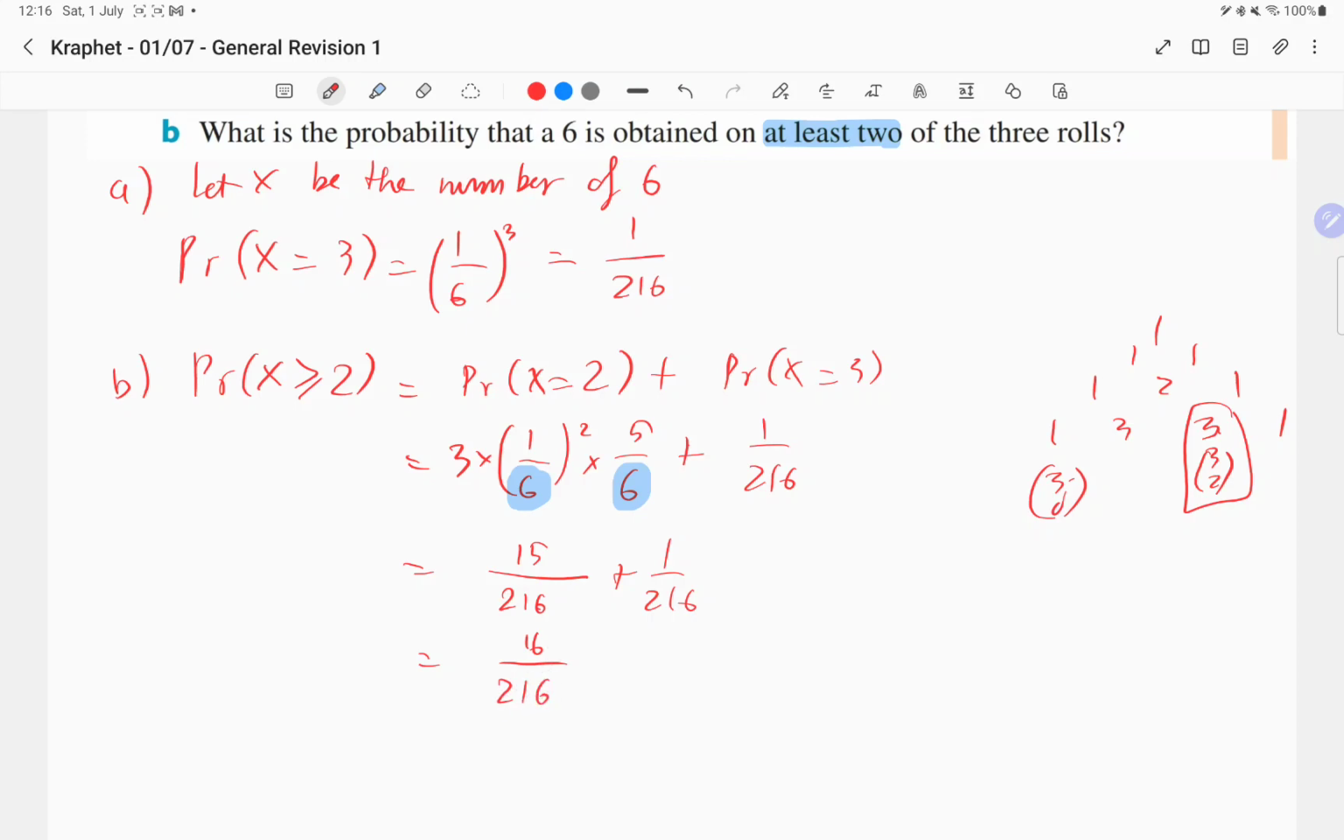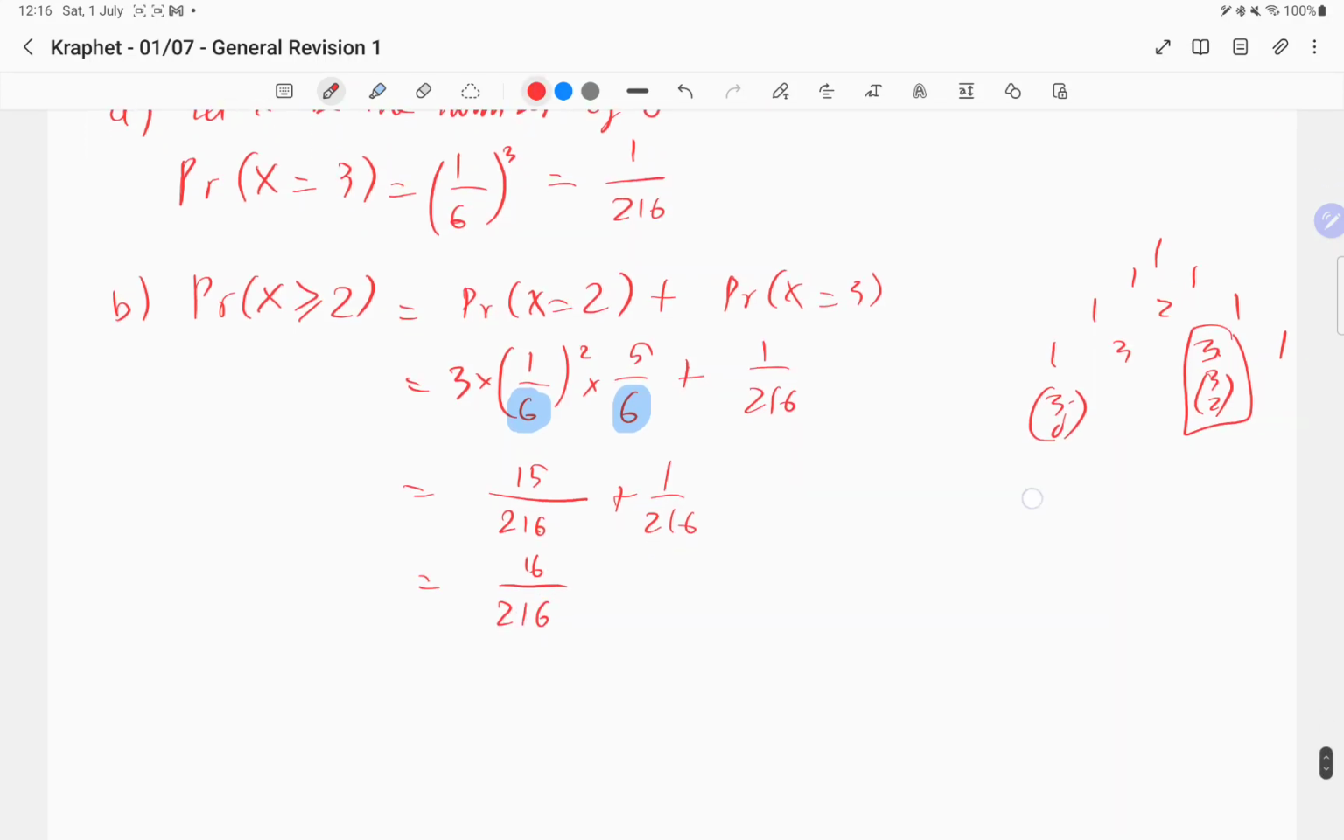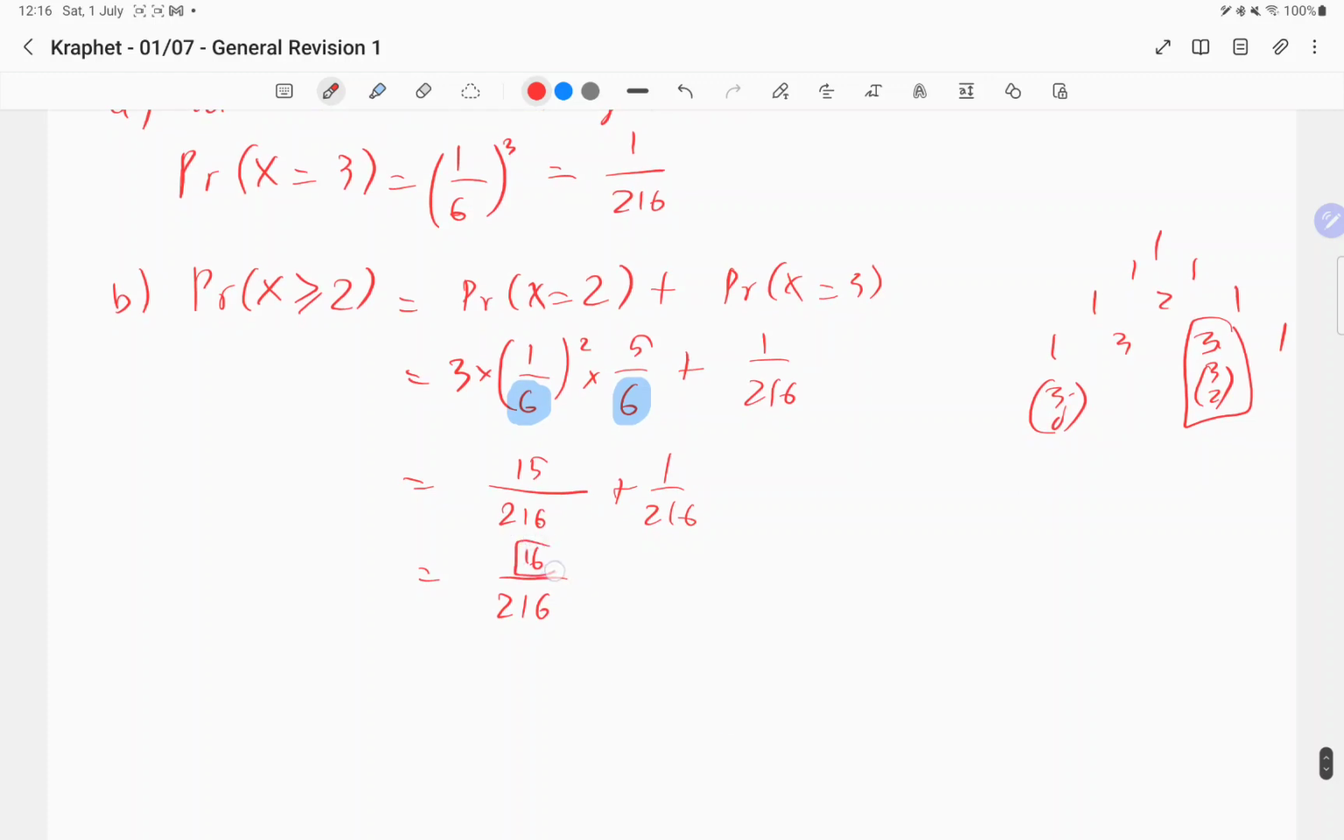When I see this number, note that the bottom was 6 times 6 times 6, which is 216. The last 3 digits are divisible by 8, which means I can divide by 8. Divide the top by 8, I get 2. Divide the bottom by 8, I get 27. So the answer is 2 over 27.